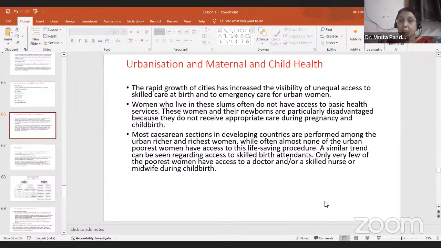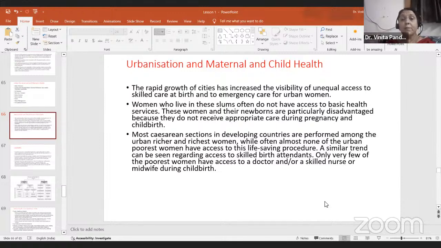Now, when the pace of urbanization is massive and the available land is less, and if proper governance and proper urban policies are not there, not being implemented appropriately, then health infrastructure is badly hit, and there will be massive expansion of slums also. So these women and their newborns are particularly disadvantaged because they do not receive appropriate care during pregnancy and childbirth. This is very true with regard to women who are living in slums.